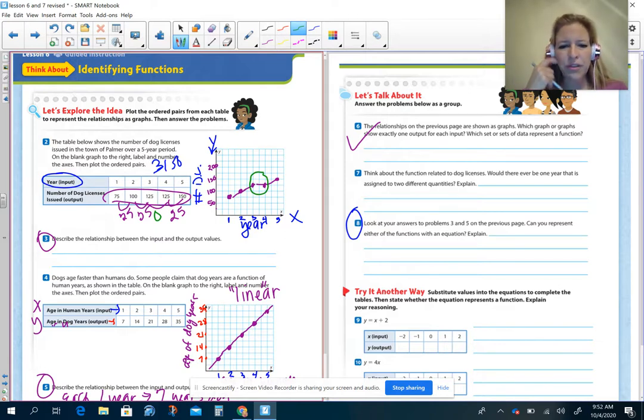Well, let's look at number 5. Could I draw an equation for this one? Is it consistent every single time? Yeah, it is. How are we moving each time?